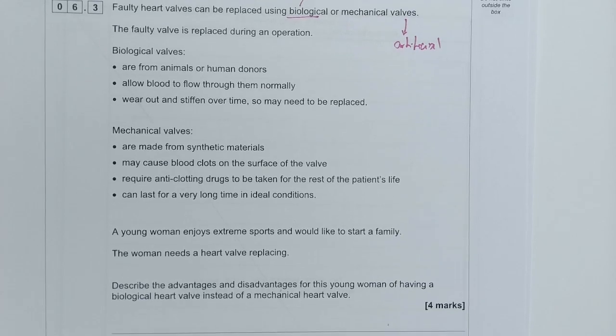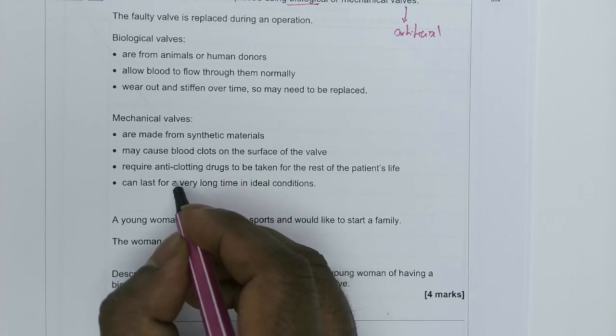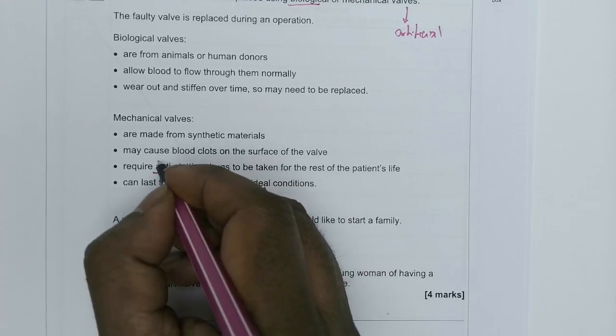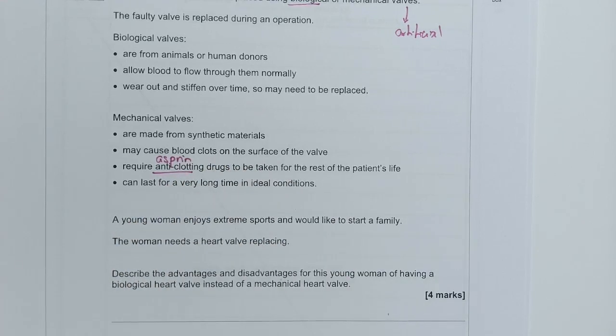Mechanical valves are made from synthetic materials, may cause blood clots on the surface of the valve, and require anti-clotting drugs to be taken for the rest of the patient's life. Anti-clotting drugs can include aspirin, right, which is the common drug that is used. They can last for a very long time in ideal conditions.